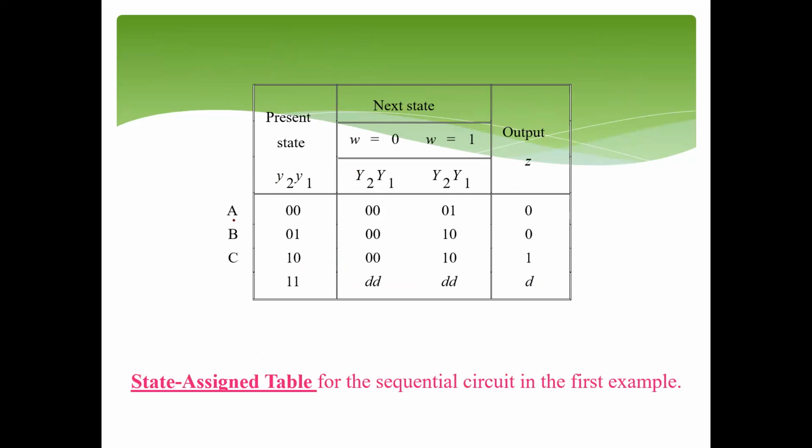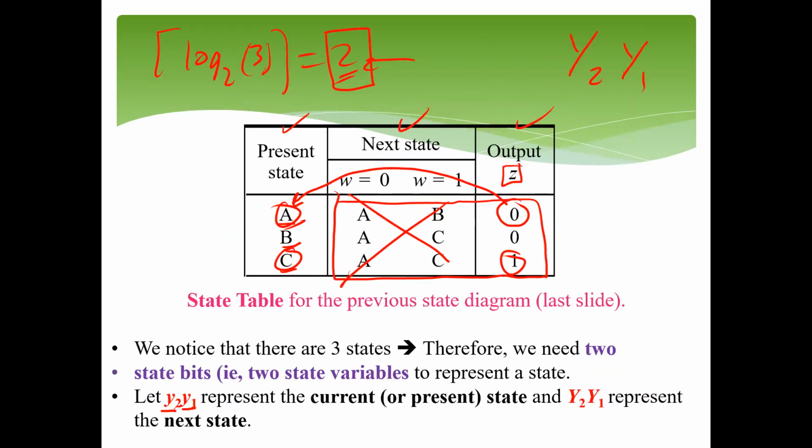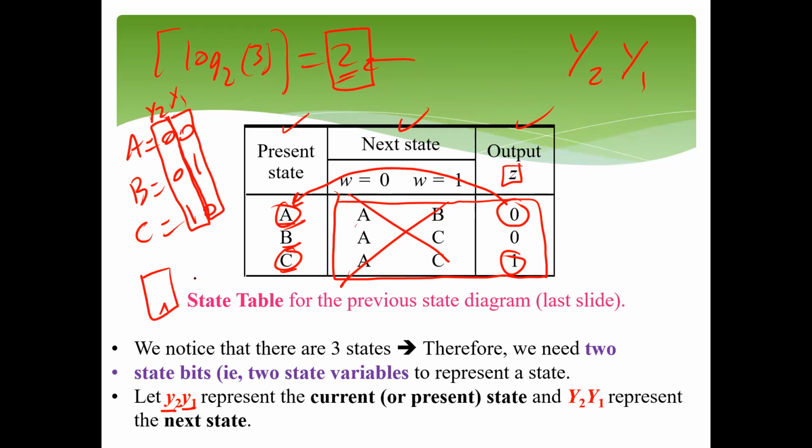Now, you need to give codes for each of these states. So for state A, I replace all the A's in my state table here with the code of A. I'll give A the code 00, B I'll give the code 01, and C I'll give the code 10. Now here, this is going to be the value of Y2, and this will be the value of Y1. Each bit of your state representation is going to be represented by a flip-flop.